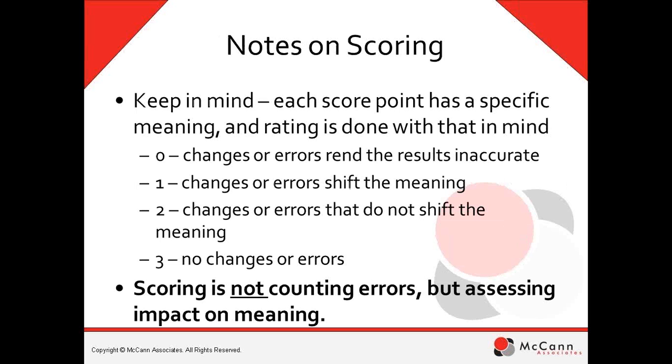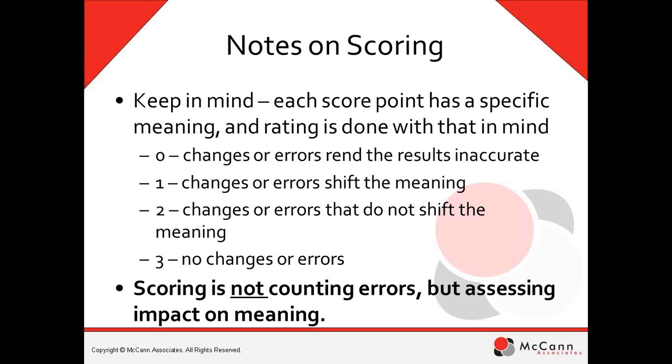Now consider some general notes and tendencies about applying the scores to the items. During your scoring, keep in mind the following. Each score point, regardless of the domain, has a specific meaning, and all ratings should be done with that meaning in mind. 0 always indicates there are changes or errors rendering the result inaccurate. Score point of 1 indicates there are changes or errors shifting the meaning. Point of 2 indicates there are changes or errors that don't shift the meaning, and a score point of 3 indicates there are no changes or errors.